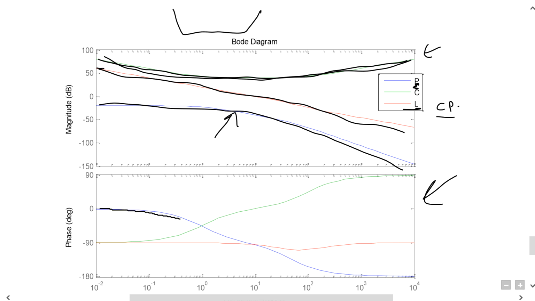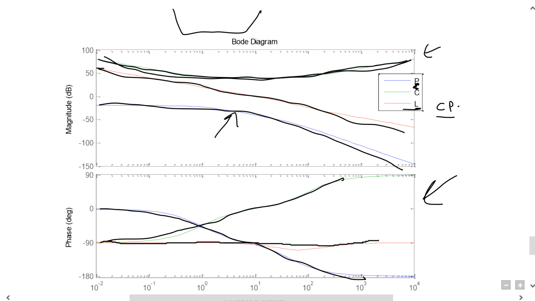For the phase, at first the plant was like this, and then you input your controller's gain such that you improve your phase margin to be 90 degrees. Alright, to be somewhat pretty stable, I think, I don't know, but yeah.